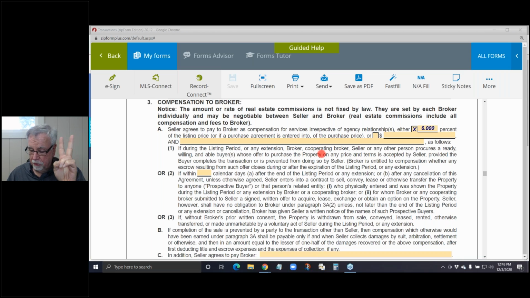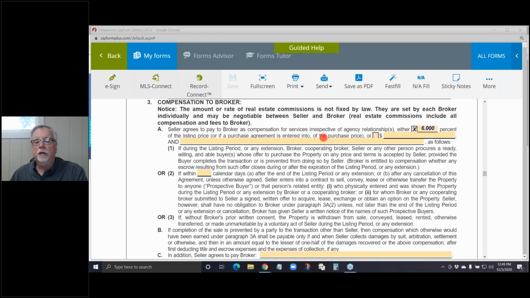Two, a cooperating broker finds a buyer, consummates the deal, you've earned a commission. Three, the seller finds a buyer, consummates the deal, you've earned a commission. Four, or any other person procures a ready, willing, and able buyer whose offer to purchase the property on any price and terms is accepted by the seller, provided the buyer completes the transaction or is prevented from doing so by seller. Broker is entitled to compensation whether any escrow resulting from such offer closes during the period. So those are already four ways for you to get paid, but there's more.